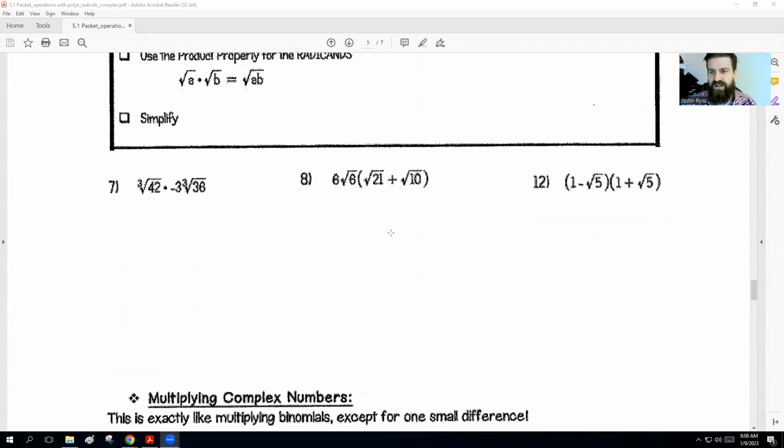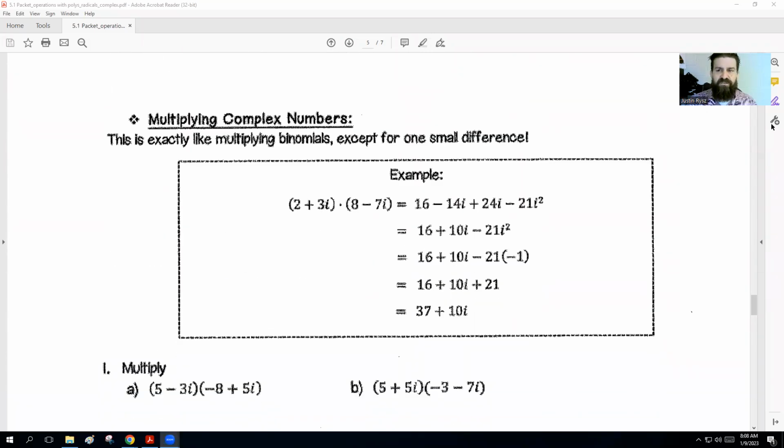Okay, so definitely want to take our time practicing these here, especially I think with the radicals. Those are the ones that usually take the most time. I think the complex numbers here are actually a little bit easier in my opinion.